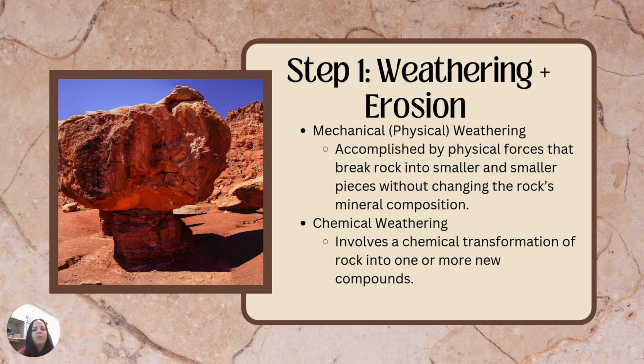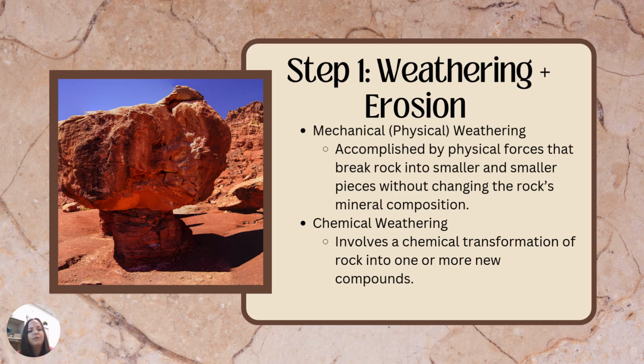All right, so let's start with weathering and erosion. With weathering, there are two main types. There is physical or mechanical weathering, and there's chemical weathering. Physical mechanical weathering is the rock breaking down into smaller and smaller pieces. There's no change in the rock's chemistry or mineral composition. The pieces are just getting smaller, so it's a physical change.